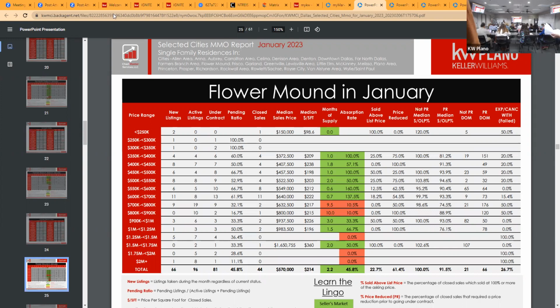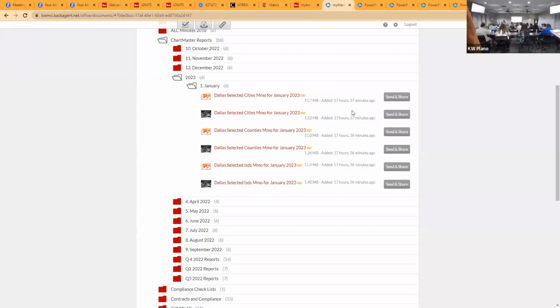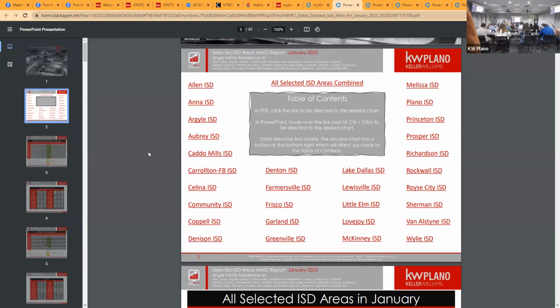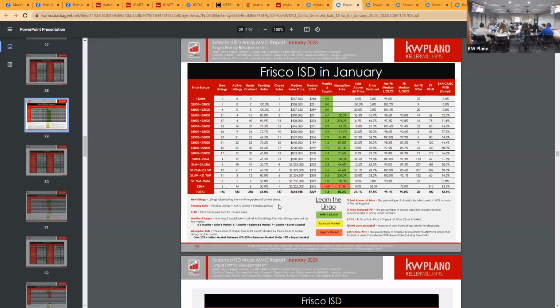Okay, so now we're going to go back to mykw.kw.com, and we're going to skip down and look at the ISDs. Looks pretty similar, right? Here's all your ISDs. The reason they've done this is because, of course, Frisco City spans Little Elm, it spans other school districts. So if you wanted to look at just Frisco ISD, click on Frisco ISD.